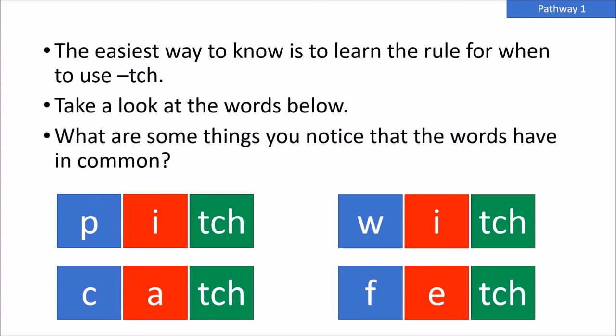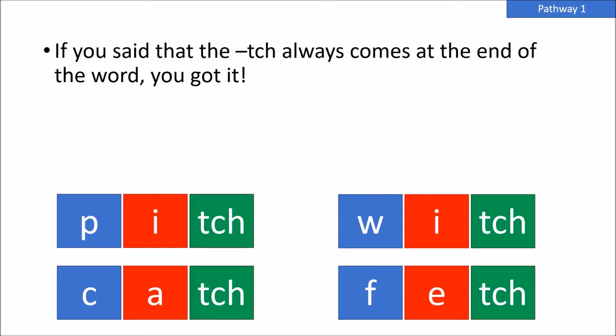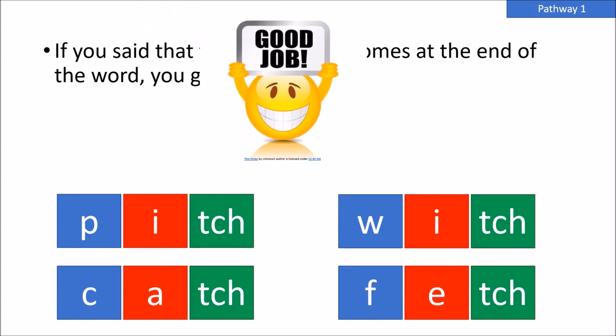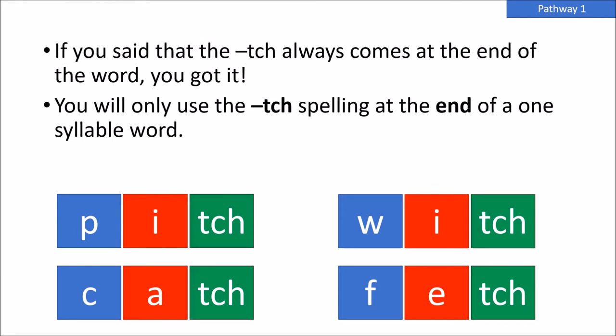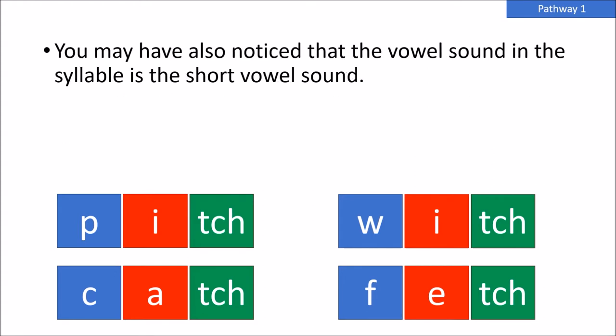What are some things you notice that the words have in common? If you said that the TCH always comes at the end of the word, you got it. You will only use the TCH spelling at the end of a one-syllable word. You may have also noticed that the vowel sound in the syllable is the short vowel sound.